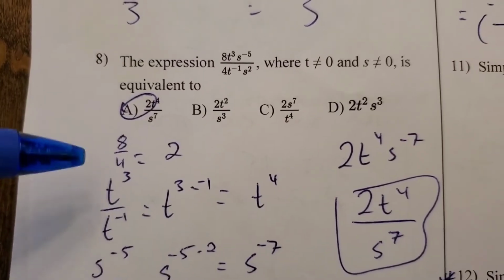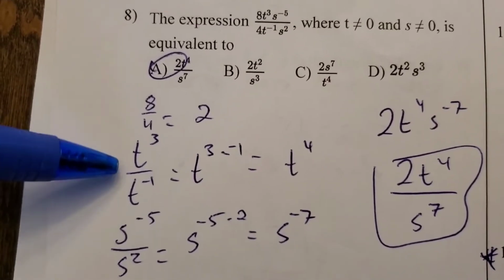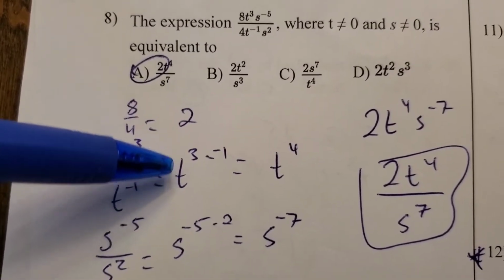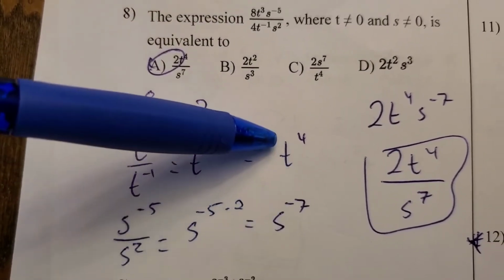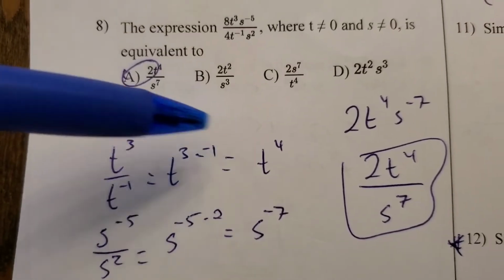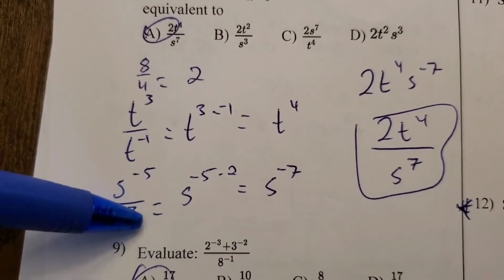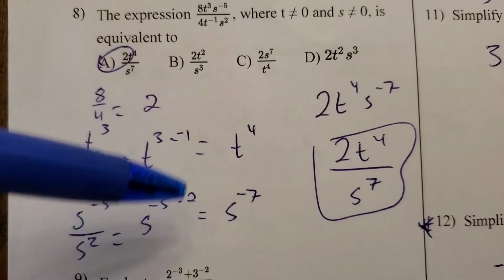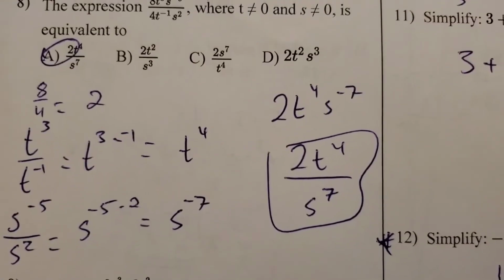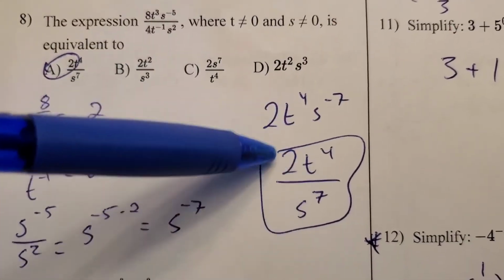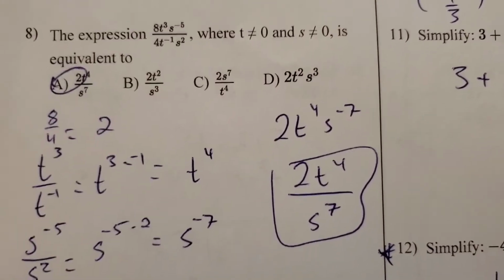For the second one, we have t cubed over t to the negative 1. You're dividing. When you're dividing common bases, you subtract the exponents. So you get t to the 3 minus negative 1. 3 minus negative 1 is positive 4, so the t's is t to the 4th power. S to the negative 5th over s squared is s to the negative 5 minus 2, which is negative 7. So we get 2 t to the 4th s to the negative 7th. And since that s is being raised to a negative exponent, it's going to bump down to the denominator and become a s to the positive 7th. So that's why the answer is A.